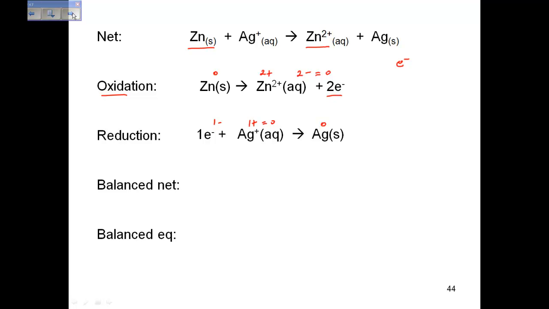As I stated earlier, it doesn't have to be 0. It just so happens all these are 0. Any charge works, as long as it's the same on both sides.